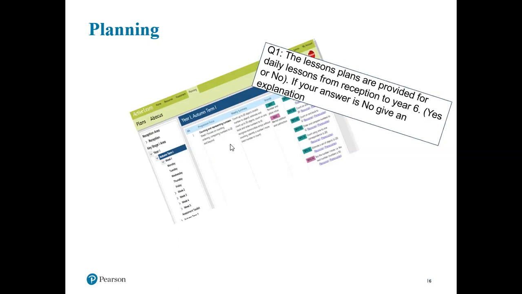Whoever asked the question, because the question jumped up so high now, that's Clary. I like your name. I like your name, Clary. That's a lovely name. So you won't have the same planning, but you will have the Abacus resources that are suggested in the planning. Right, next question.